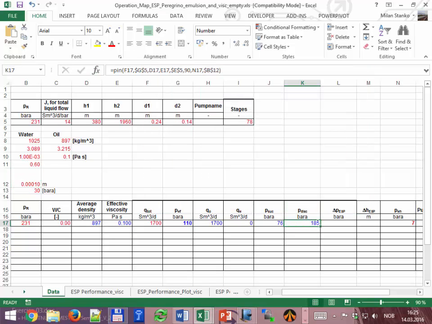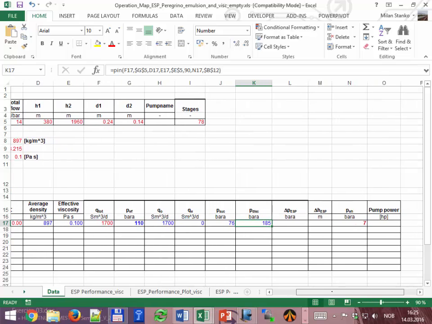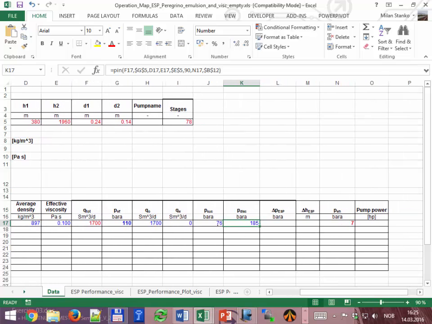185, are you getting the same values? Those of you who are. 185 and 76, and here I calculate the delta P of the pump, that is going to be like 110 bar, 109 bar.